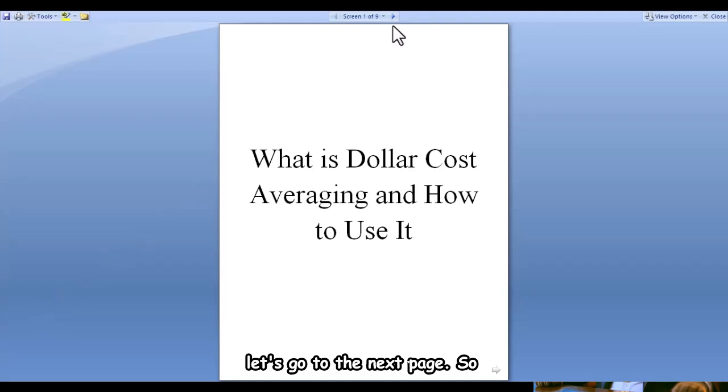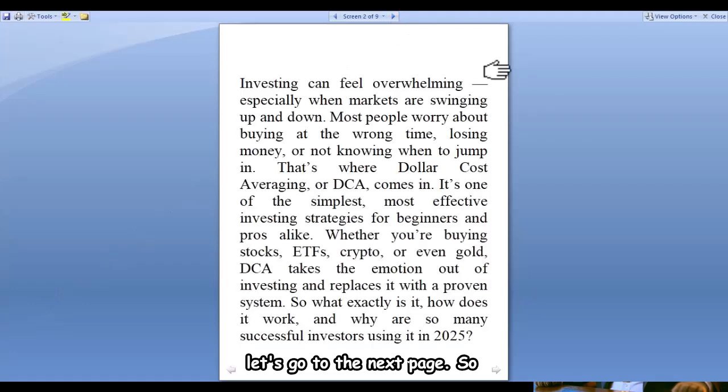So now let's go to the next page. Investing can feel overwhelming, especially when markets are swinging up and down. Most people worry about buying at the wrong time, losing money, or not knowing when to jump in.